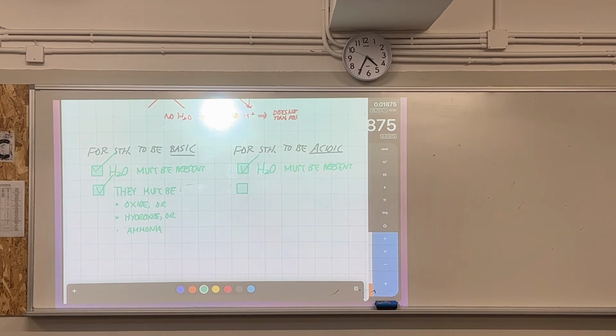H. Yeah, so when you talk about atoms, there will be H. Because you will never know whether the H can ionize to form H plus until water is present. So they must contain hydrogen, which can be ionized when H2O is present.